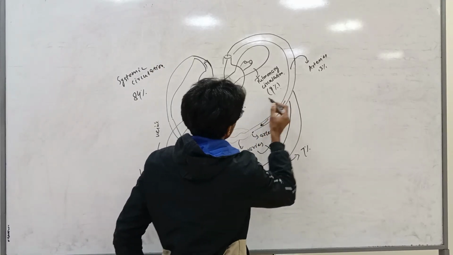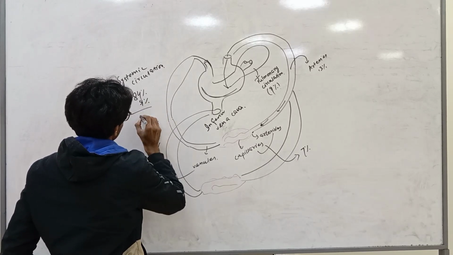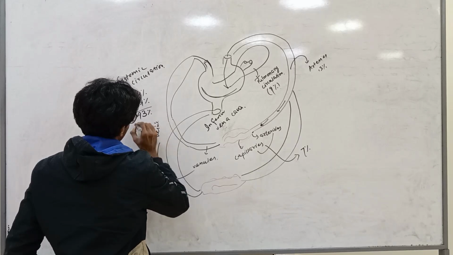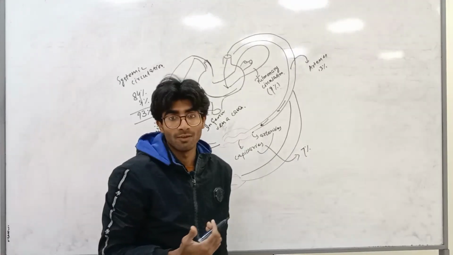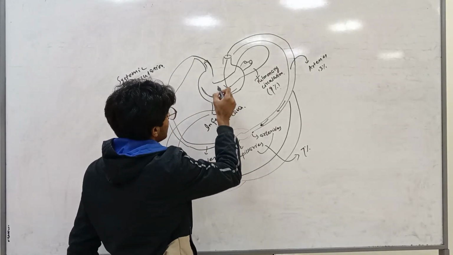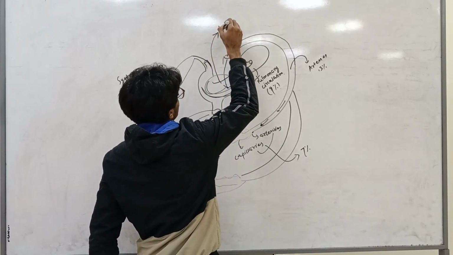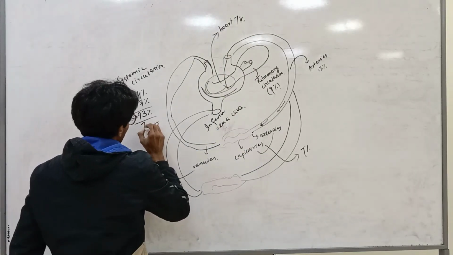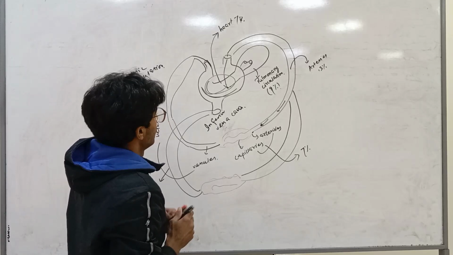When we add 9 and 84, it is 93. It's 93%. But where is the remaining 7% of circulation? Important to note that the remaining 7% is in the heart. In the heart, 93 plus 7 makes 100% of the circulation.